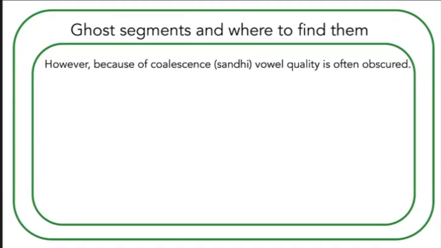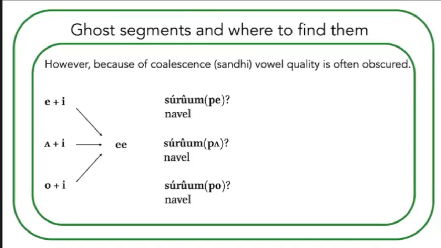which vowel quality the vowel has? Because the coalescence, the Sandhi processes kind of obscure this. You have E plus E, R plus E, and O plus E all yield a long E. So how do we know which of these three forms is correct? Which one is the underlying vowel quality? We cannot tell from the definite suffix. All of them would yield surumpet as a definite form.